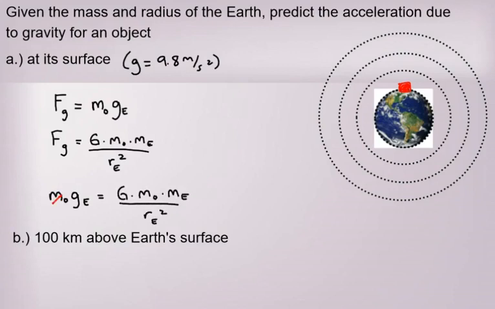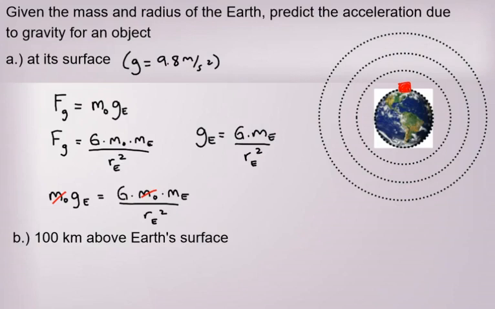And we see how the mass of the object cancels. And g, the acceleration due to gravity on the surface of the Earth, is going to be capital G times the mass of the Earth divided by the radius of the Earth squared. If I plugged in the information for the mass of the Earth and the radius of the Earth, I would get g is 9.8 meters per second squared.